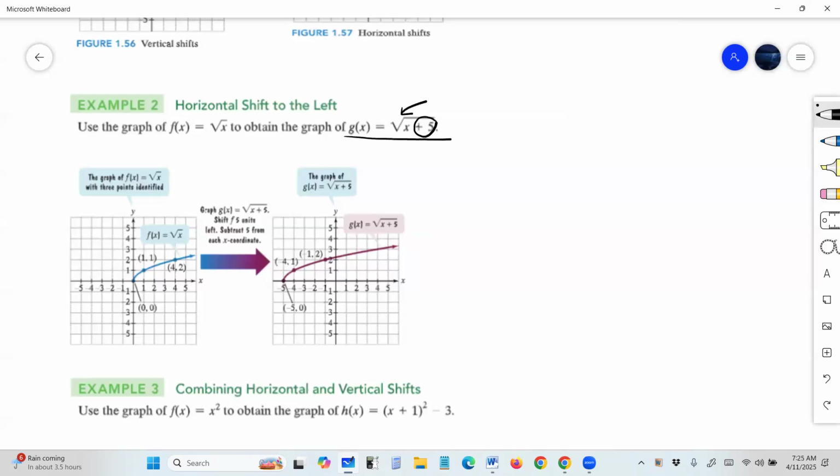So the very first thing that you should do is understand what this transformation is. Is it a vertical shift or is it a horizontal shift? Now, I mentioned this before. Imagine that your function is the square box here. If I have a plus or minus outside, this is a vertical shift. If I have a plus or minus inside, this is a horizontal shift.